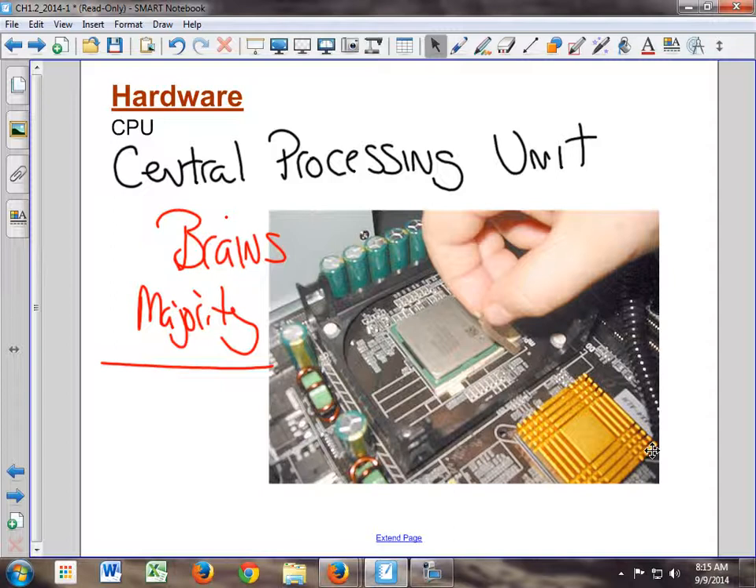So they either have pins or they have no pins. They have little dots like that one. And there are also two.